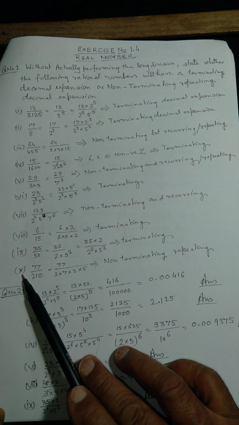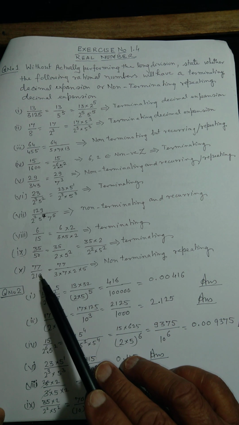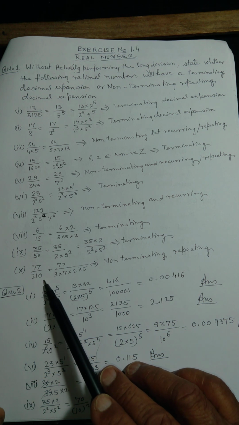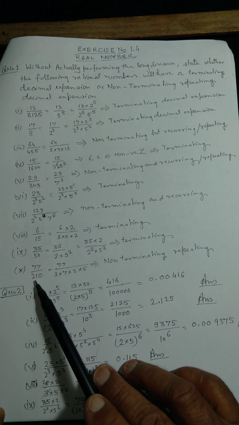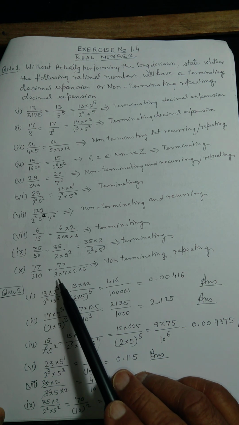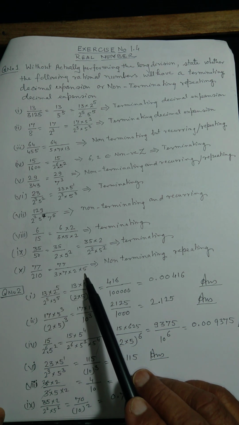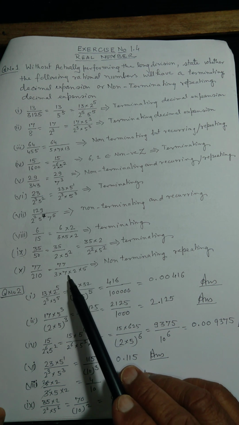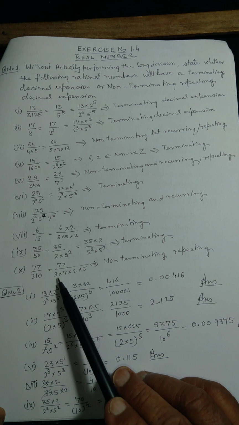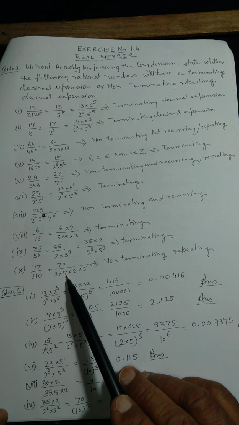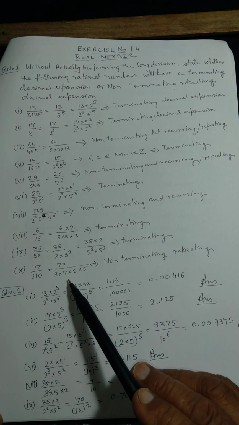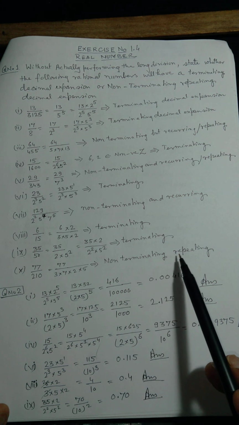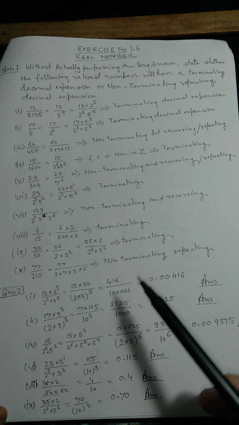Now proceed to the 10th part of question number 1, that is 77 divided by 210. The prime factors of 210 are 3 into 7 into 2 into 5. So in addition to 2 and 5, we have other prime factors, that is 3 and 7. So don't think too much, just say straightaway that it is a non-terminating and repeating decimal expansion.